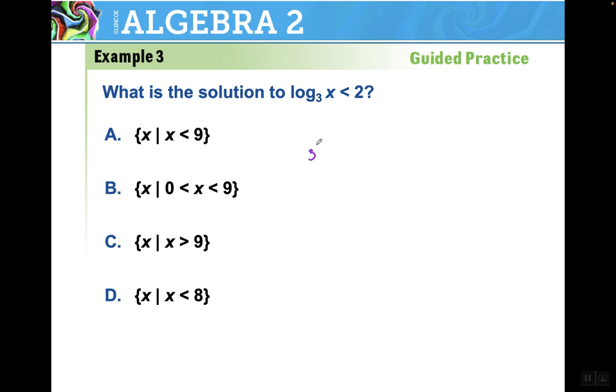You go 3 to the power of 2 is now greater than x, so x is less than 9. Oh, no, x is between 0 and 9. See, I messed that up even. I forgot the rule already. But it makes sense because you obviously can't have a negative in here for your log.